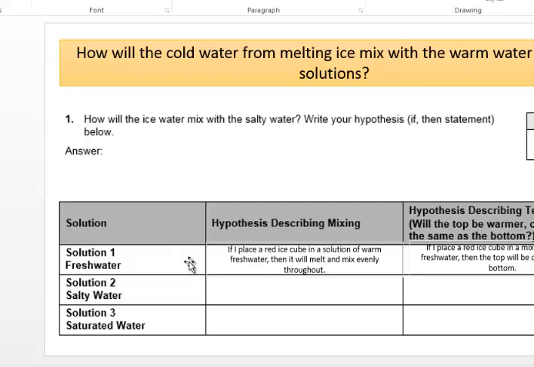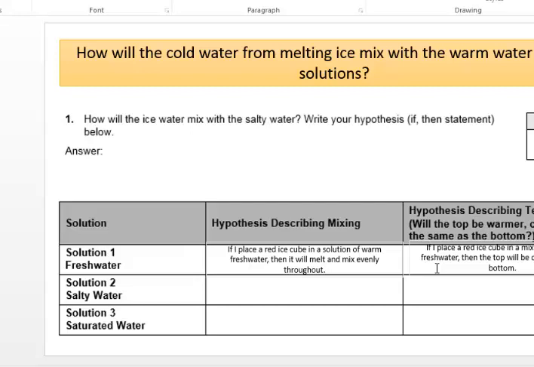So my hypothesis to describe mixing is, if I place a red ice cube in a solution of warm fresh water, then it will melt and mix evenly throughout. So that is my hypothesis. My hypothesis to describe temperature is, if I place a red ice cube in a mixture of warm fresh water, then the top will be colder than the bottom.